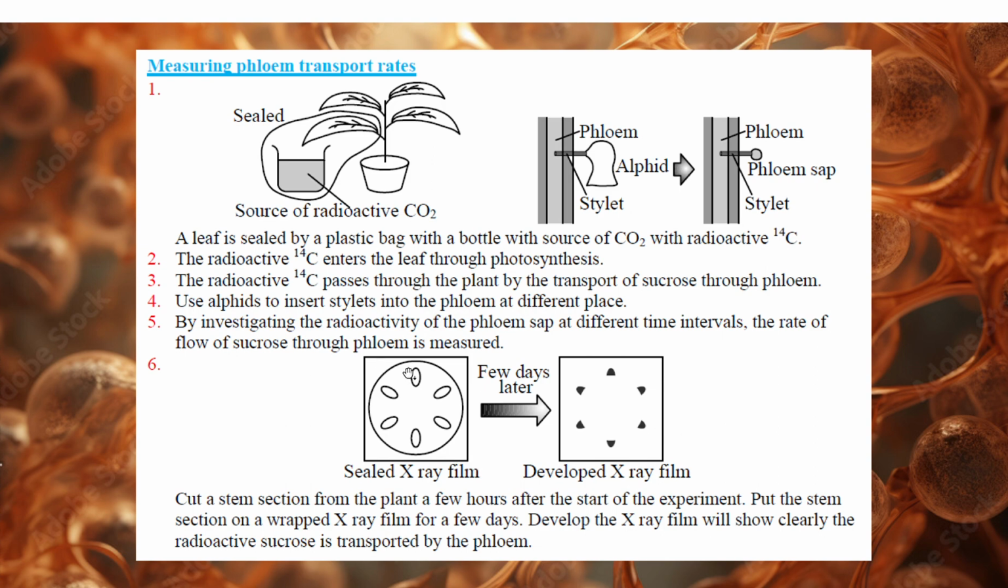Okay. And what we do is, we put a cross section of the stem and put a sealed X-ray film on it. And after some time, we will find out that, oh, the black dots are there. The black dots are the phloem phase. So we conclude that the sugar is flowing through the phloem, not the xylem.